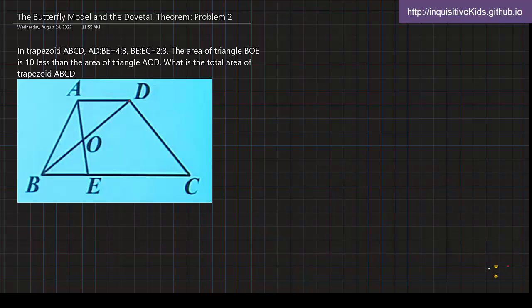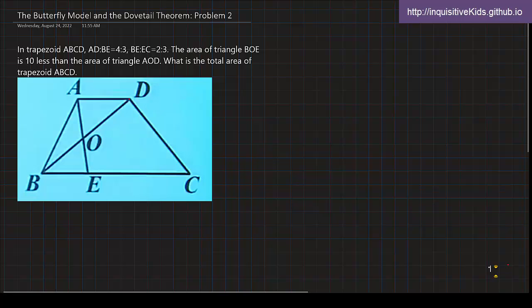A lot of the models we've seen so far have something to do with triangles. They either include triangles or are a triangle. And here we see 3 triangles and a quadrilateral. So our first thing is to try to apply the butterfly model or the Dovetail Theorem to it. The best way to do this is to connect DE.